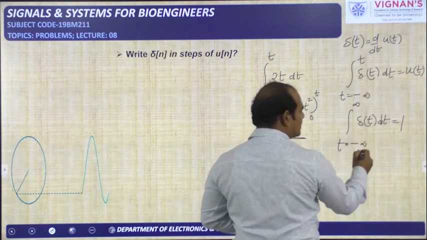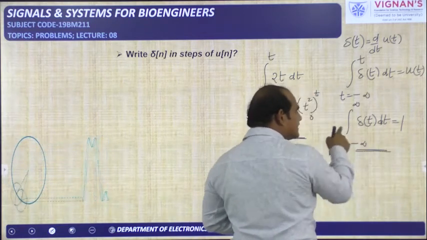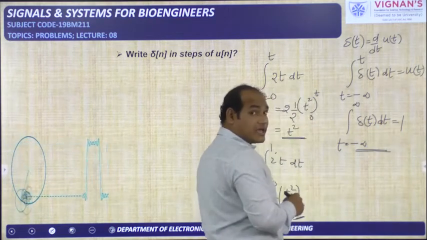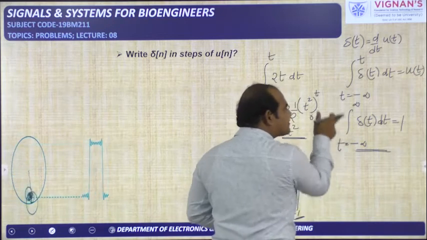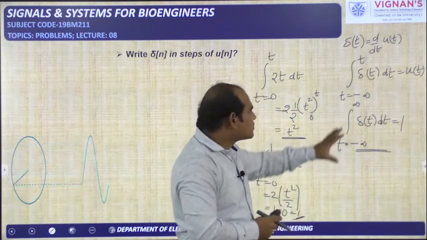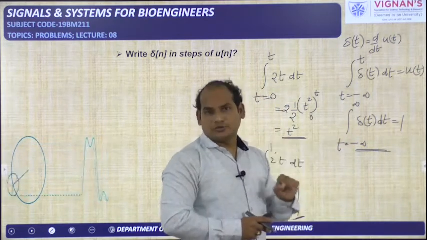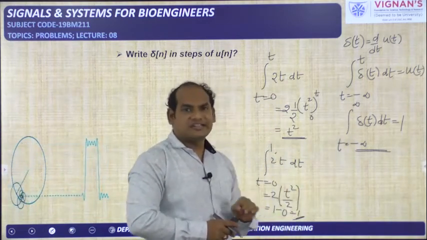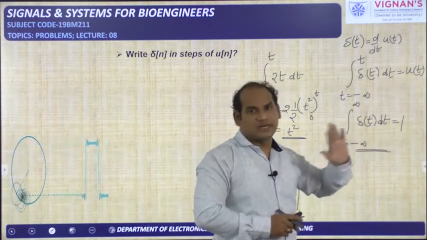Previously we have seen this equation. Integration of del of t dt, I am always saying it is 1, because here limits are minus infinity to plus infinity. These are values only. Infinity means large value, negative side large value to positive side large value. If you do the integration for the del signal, you will get 1.